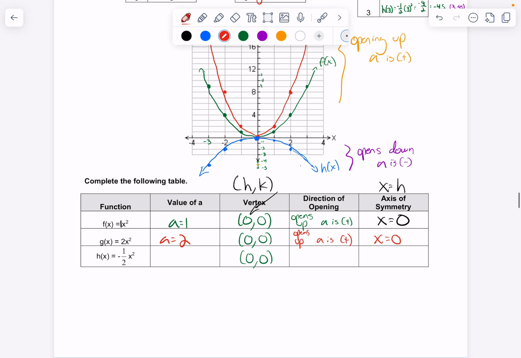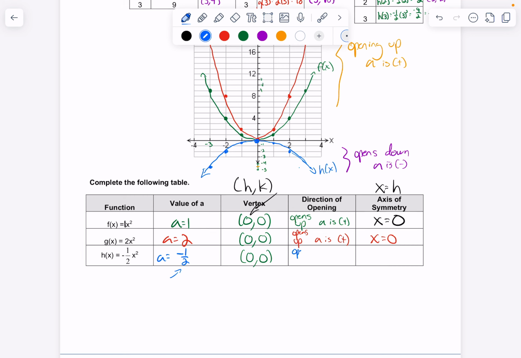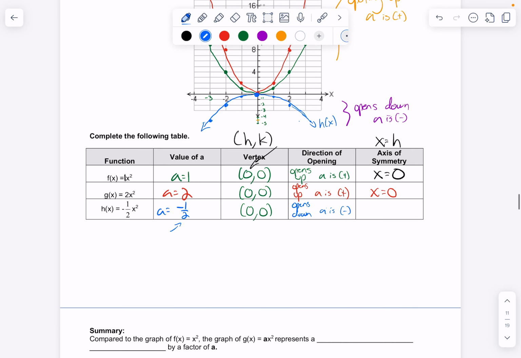But now this one right here, h, the a is minus 1/2. Okay, so this fraction also has an impact on it, and we'll talk about that in a second. But right now, we're just going to say this opens down. A is negative. The axis of symmetry is still x equals 0 because h is 0.